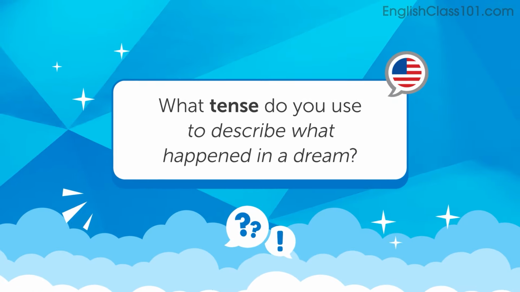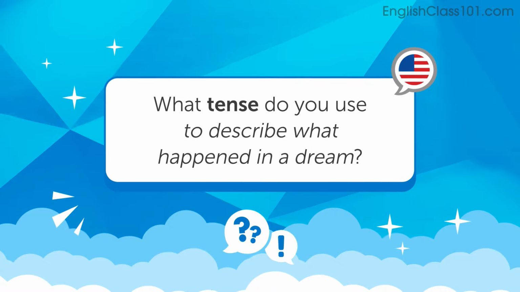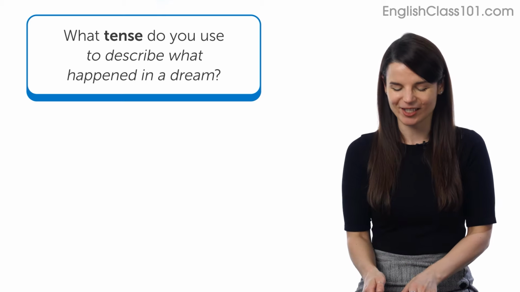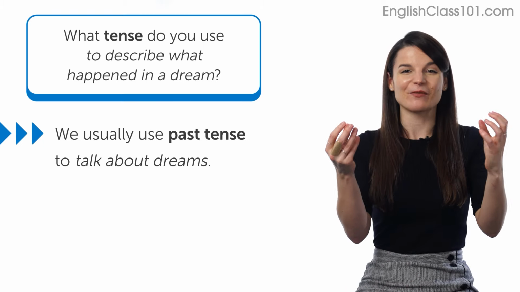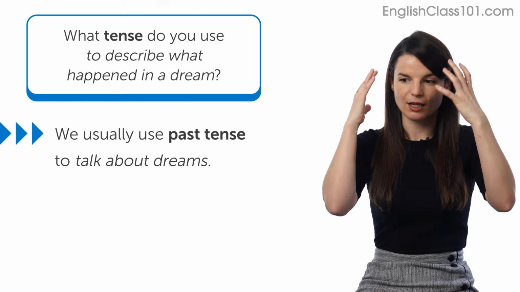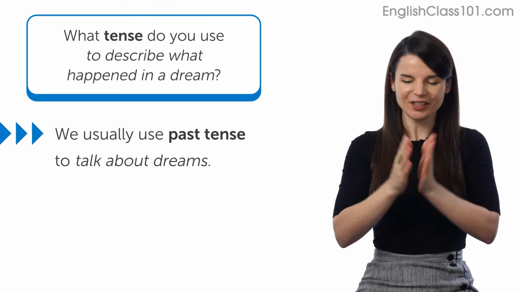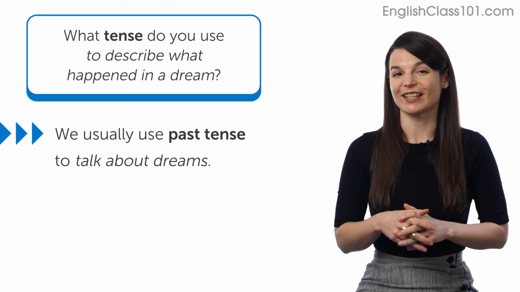Next question comes from Jovi Chavez. Hi, Jovi. I hope I said your name right. Jovi says, hello, Alicia. What tense should I use to describe what happened in a dream? Great question. Oh, that's such an interesting question. So dreams, yeah, when we go to sleep at night and we see those images in our head, how do we talk about them? So we usually use past tense to do this.